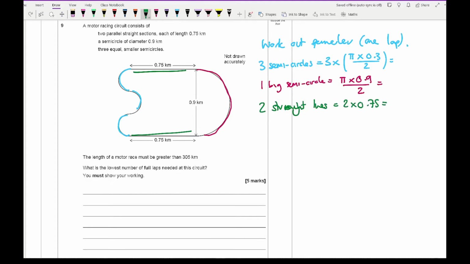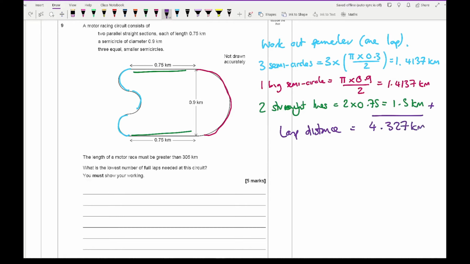And if I work out each of those bits individually, for the first 3 semicircles I get about 1.413. For the large semicircle I get 1.413. Makes sense that they're both the same. And for the two straight edges, I get 1.5. So if I add all of them up, I get that the lap distance is going to be equal to 4.327 kilometers. That's been rounded.